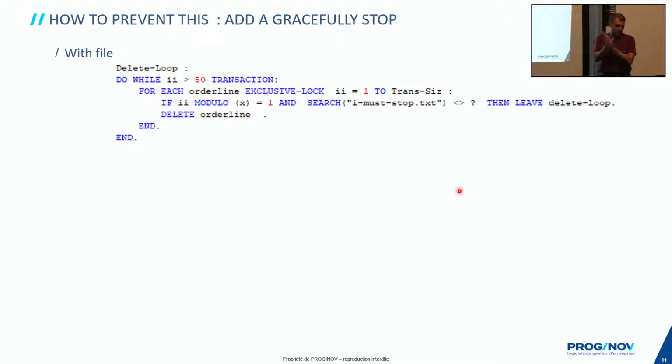So to prevent this, we can use a file flag to stop the mass deletion. But do not test it for each record. It could be a performance issue. Instead, test for X modulo, it could be 10,000, 20,000, it's up to you. Not for each record, because you will take more time to test the file flag than to delete the records.